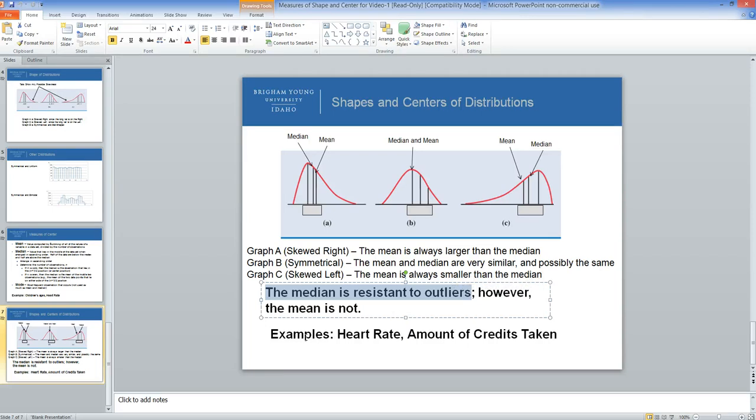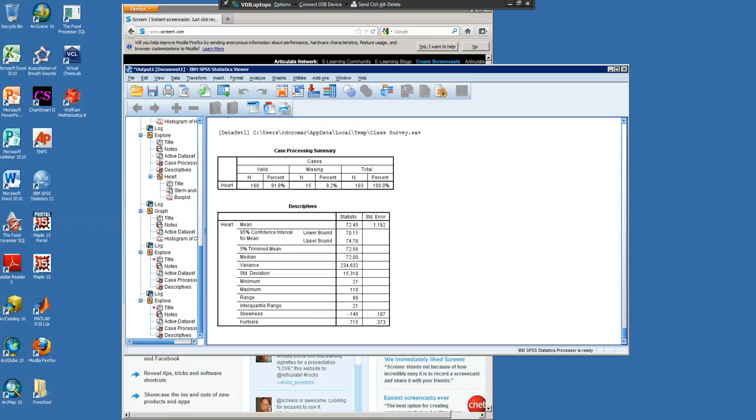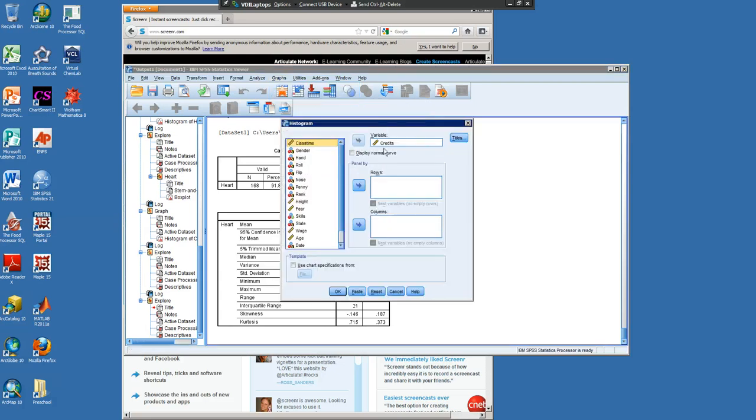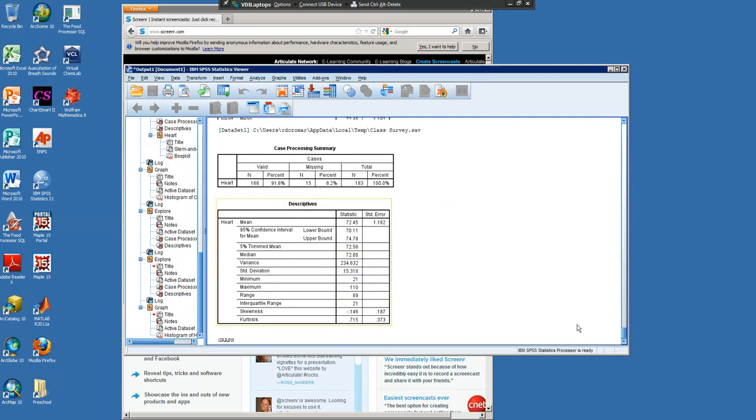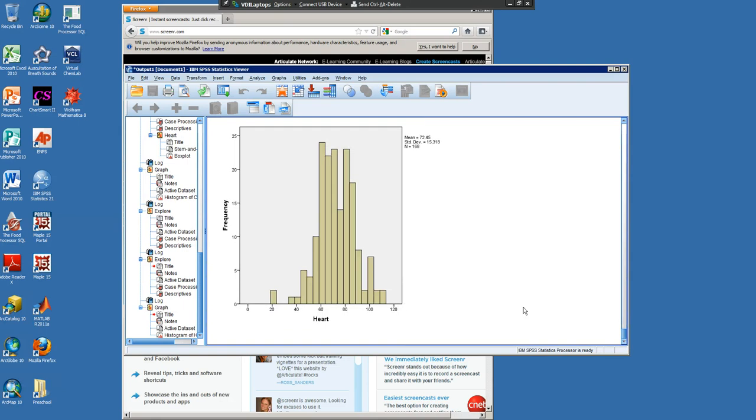Okay, so for instance, let me go back to SPSS. I'd like to look at the heart rate data again. This time I'm going to do Graphs, Legacy Dialogs, and Histogram. And so I'm going to pull the heart rate data. Here's the heart rate. When I run that, you will see that the distribution seems to be somewhat bell-shaped. But what stands out? Well, there are a couple of heart rates that are close to 20, which I don't think is possible. I don't think that makes sense, but these two would be an example of an outlier.